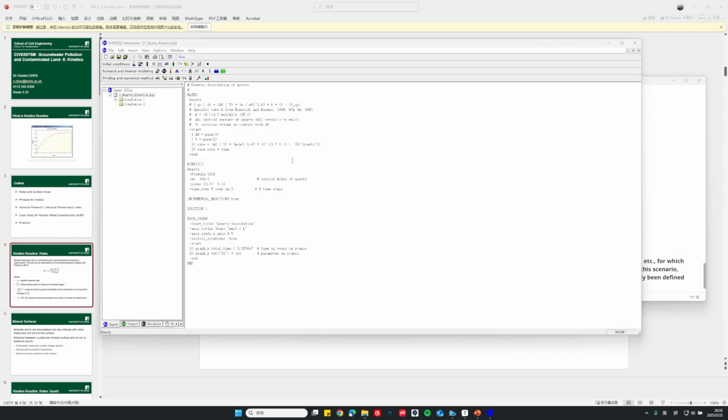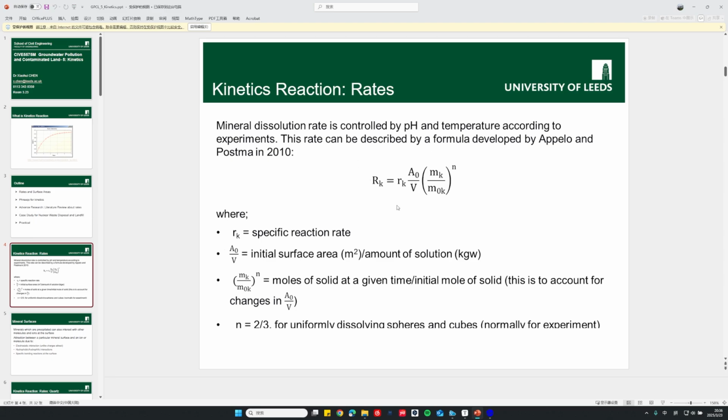Okay. Now let's talk about the rate. So the rate, as you know, controls the reaction rate of this kinetic reaction. But actually, in our study, we don't need to go much further on this point because the rate is totally different for different minerals. And as you can see, the formula is given here.